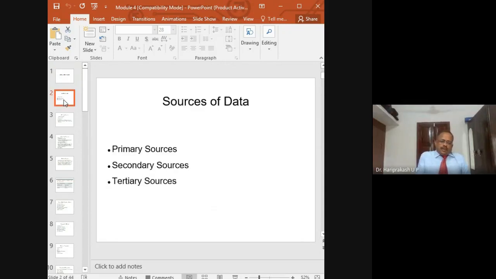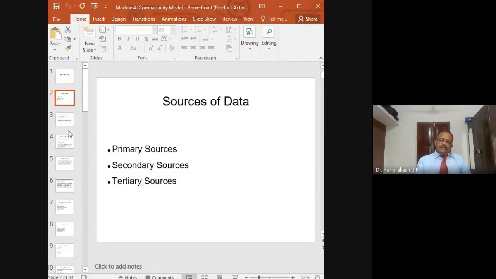Sources of data. So where do we get this data from? We can classify the sources of data broadly into three sources. The first one is the primary source. The second one is the secondary sources. The third one is the tertiary sources. We will be seeing one after the other.